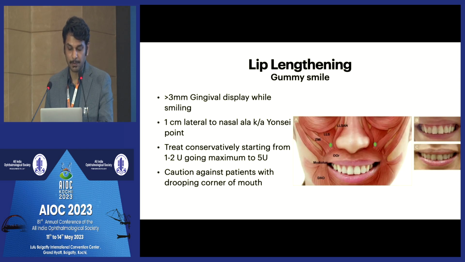And for lip lengthening, also known as gummy smile, as you can see, if there is more than 3 mm of gingival display, this is known as gummy smile. So for lip lengthening, you can give 1 centimeter lateral to the nasal ala, known as the Yonsei point. 1 to 2 units is sufficient. If after 2 weeks you are still not getting the result, you can slowly increase it up to 5 units, but don't go right away to 5 units, as there is a risk of drooping of the corner of the mouth because of the injection spreading into zygomaticus major.